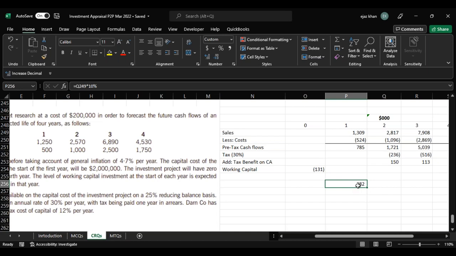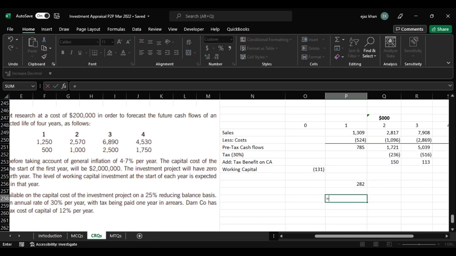We need a total of 282,000 of capital, whereas we have already injected 131,000. So the remaining amount needs to be injected. So from 282, we have to subtract 131 to see what's the additional amount that we have to inject. And it is going to be 151,000.